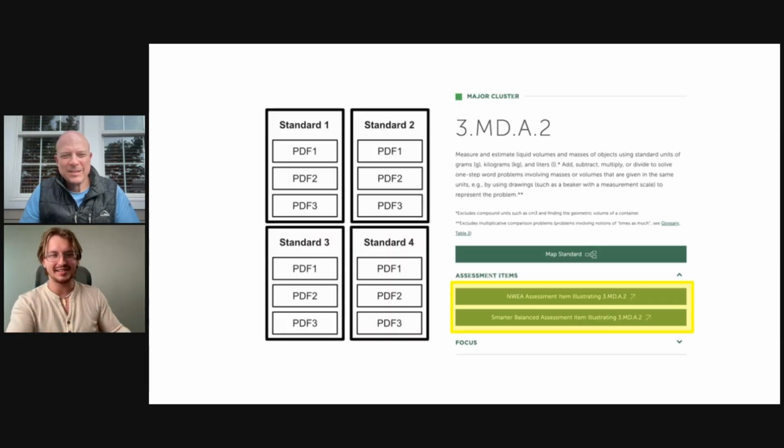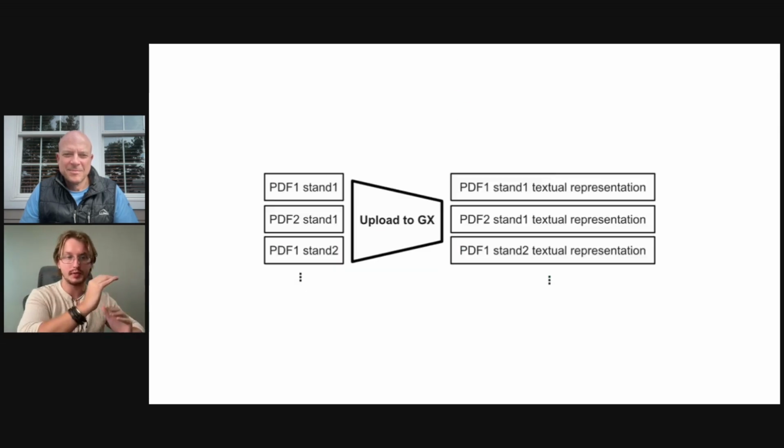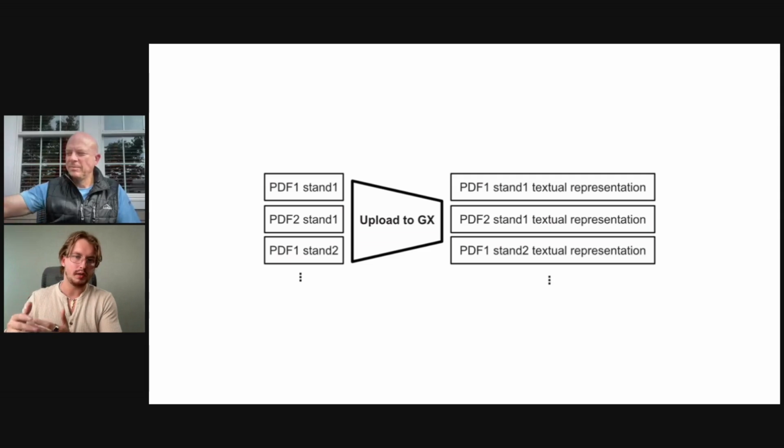So under the hood, you have all these standards, and all these standards have a bunch of PDFs. Basically, we uploaded those PDFs to our RAG system. We're part of a company called iLevel. iLevel has a technology called GroundX, and we use GroundX as our RAG system for this. So we uploaded the PDFs to GroundX. And then you can see in the slide, we have PDF 1, Standard 1, textual representation.